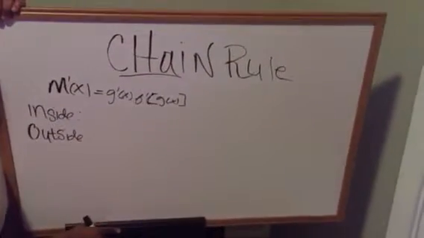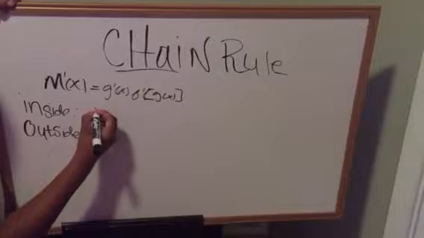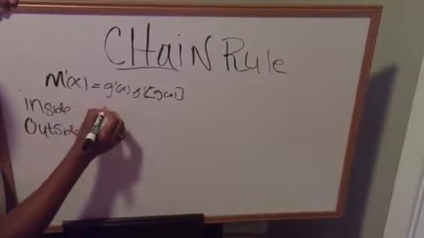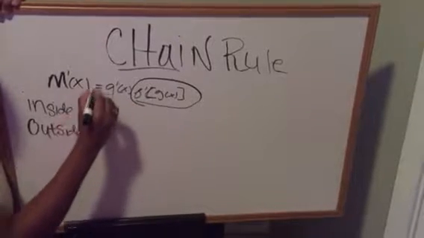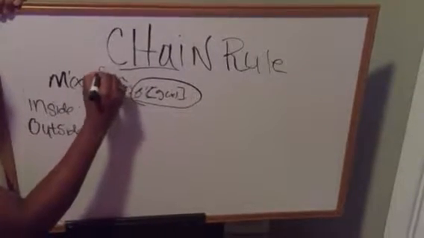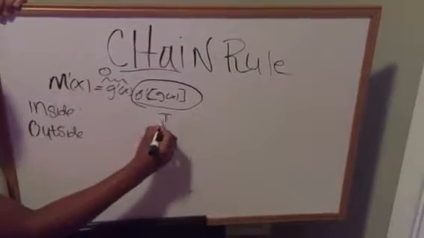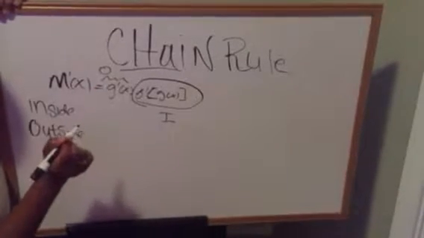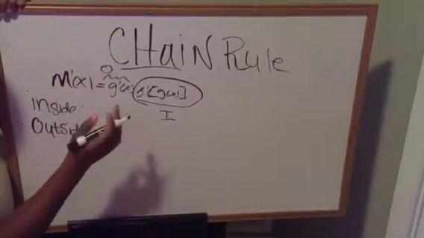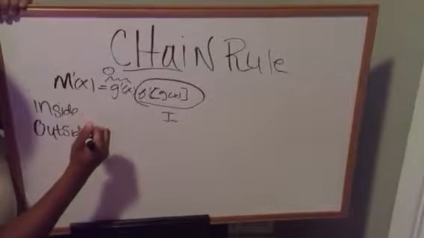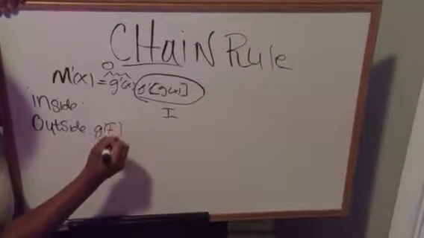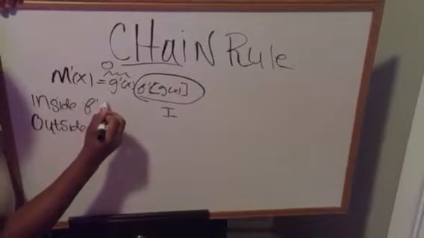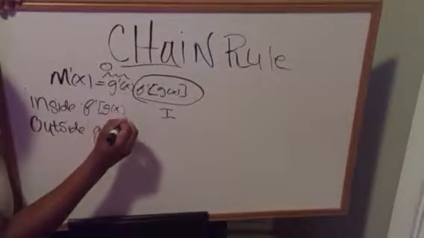Okay, so we all know that a function that is inside of the parentheses or the brackets will be the inside function. And then anything outside of that will be the outside. So I represent the outside with the O and the inside with the I. So the outside function would be g prime of x. The inside function would be f prime of g of x.